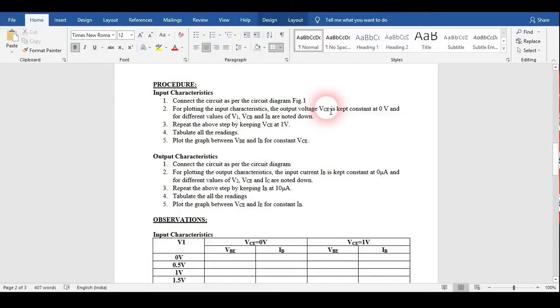I have written here that firstly we are going to keep VC constant in the input characteristic. We'll keep it constant at 0 volt, and we will take different values of VB and IB at different values of V1. Similarly, we will take another set of observations by keeping VC constant at 1 volt, and at that time also we will take different values of VB and IB. Understood? So these things we will do in the input characteristic.